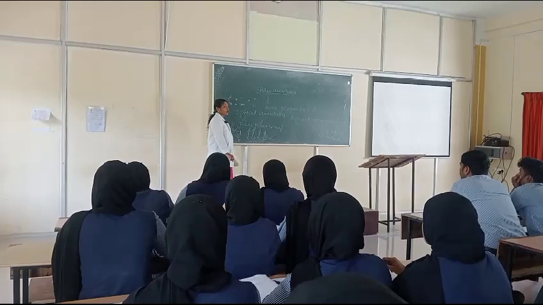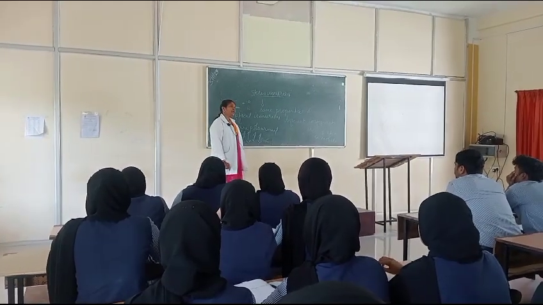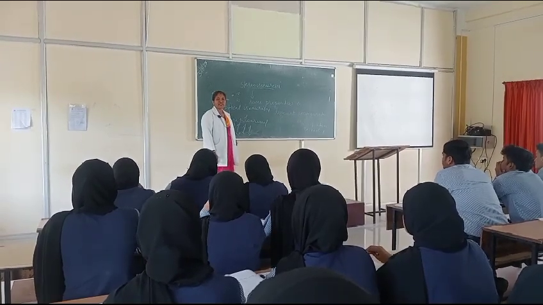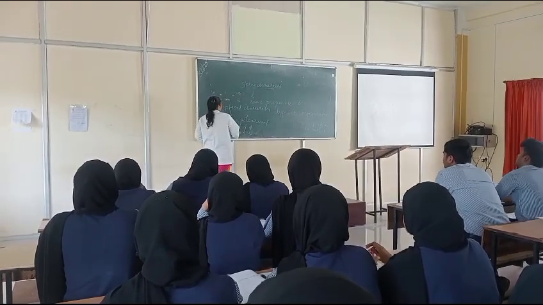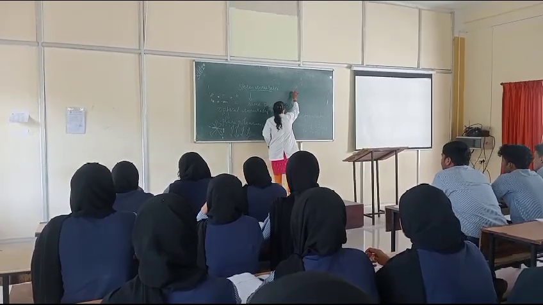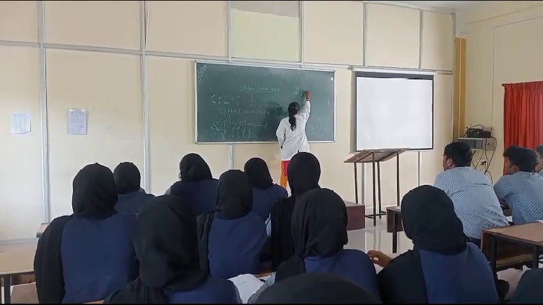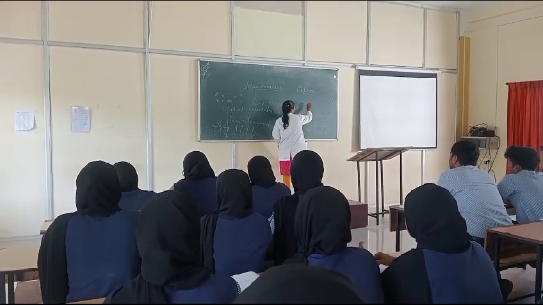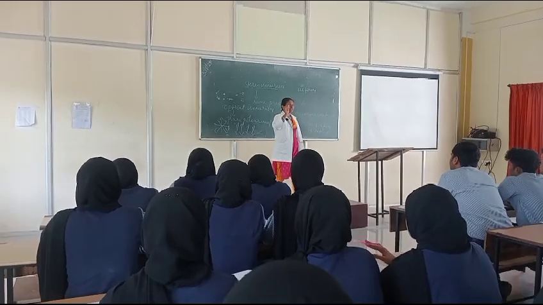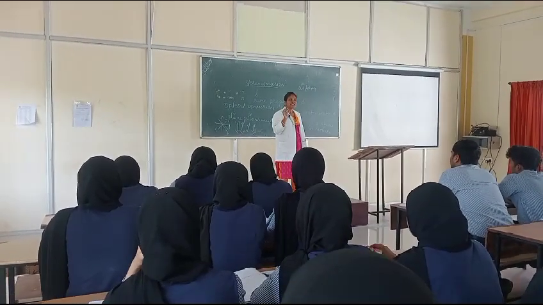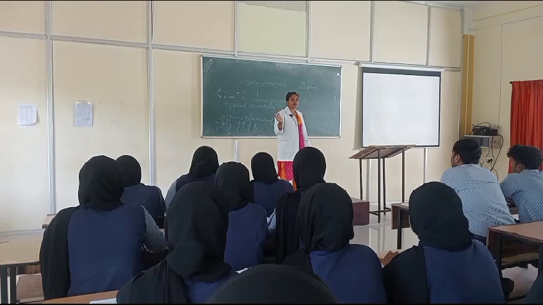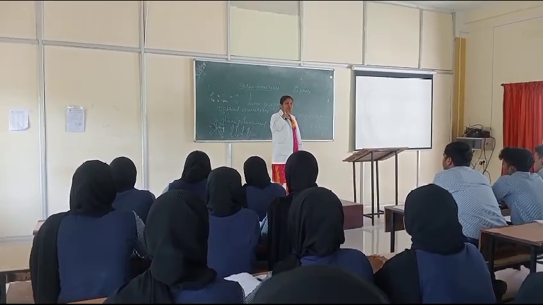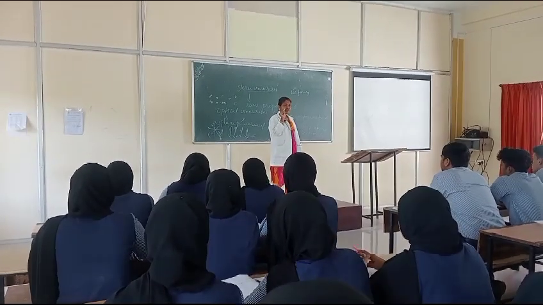So next, geometrical isomerism. Geometrical isomerism means it has two isomers, cis form and trans form. For example, we can take lactic acid. Generally, compounds have a chiral carbon atom. Chiral means the carbon is attached to four different atoms.